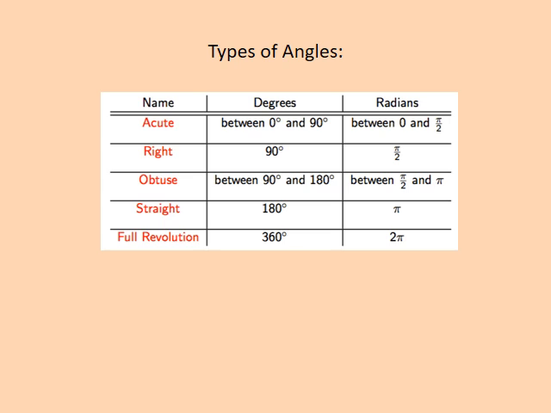Here are types of angles. In previous math classes, you've learned about acute, right, obtuse, straight, and full revolution. In degrees, an acute angle is anything between 0 and 90 degrees, and in radians, anything between 0 and pi over 2. A right angle is 90 degrees and pi over 2 radians. An obtuse angle is between 90 degrees and 180 degrees, and in radians between pi over 2 and pi. A straight angle is 180 degrees, or pi, and a full revolution is 360 degrees and 2 pi radians.